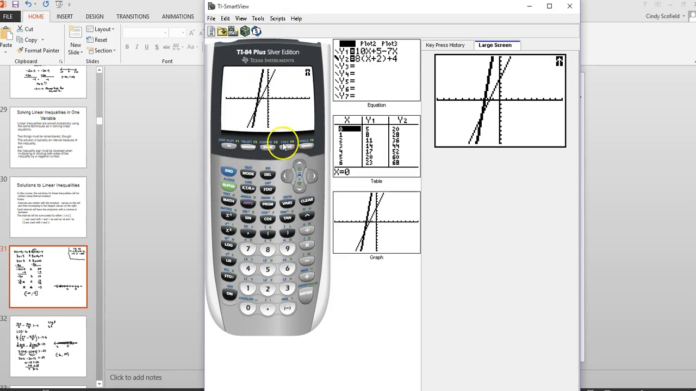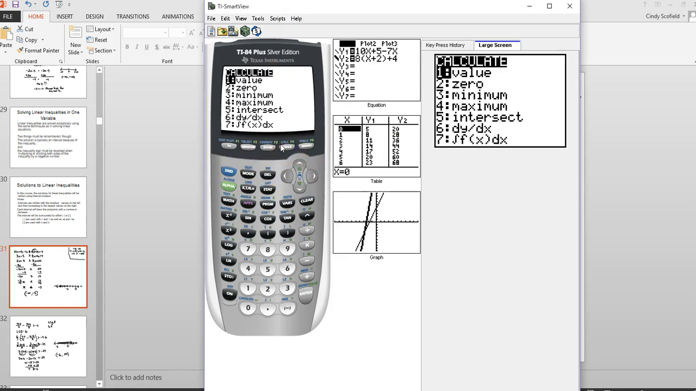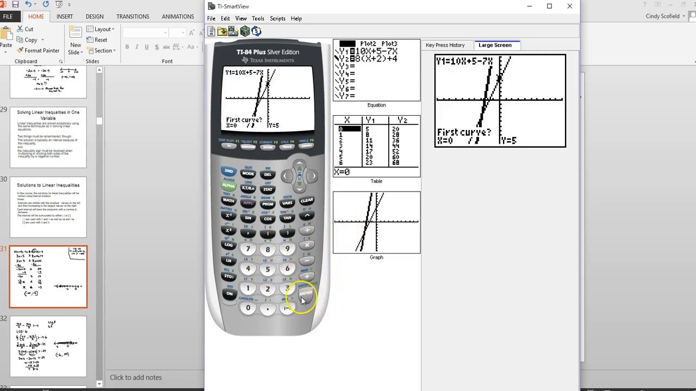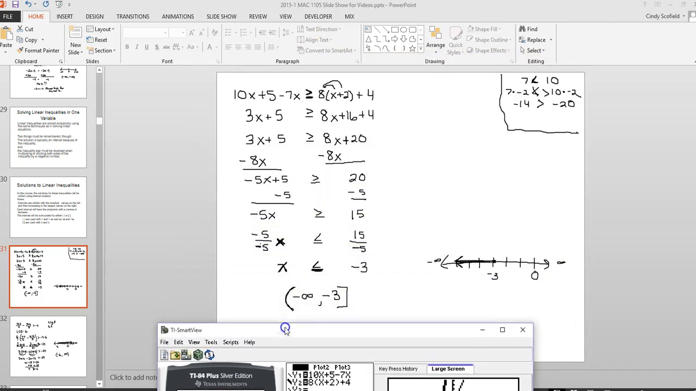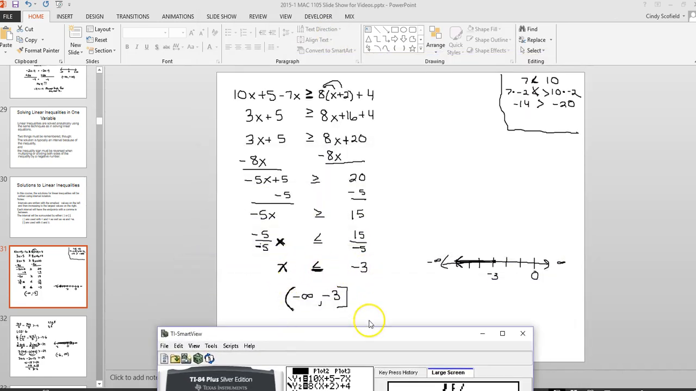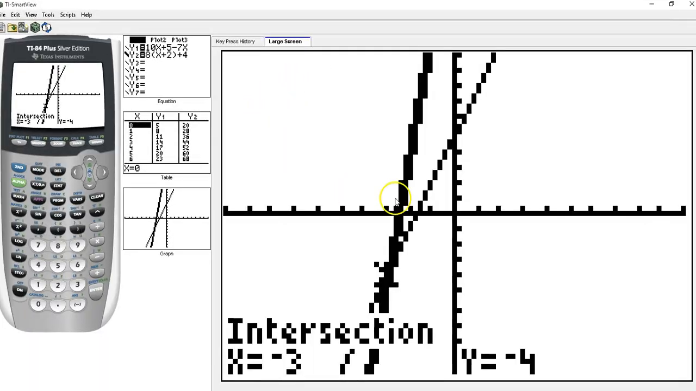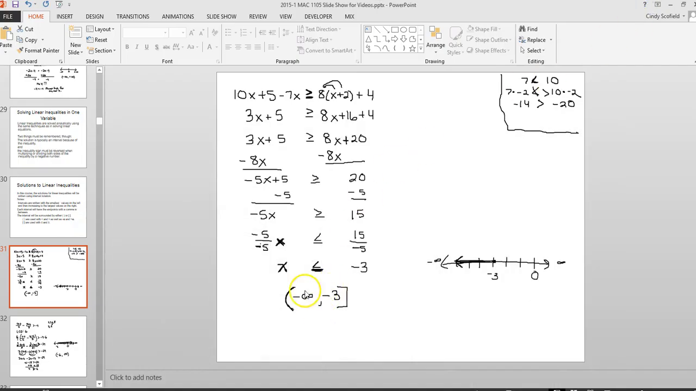I can do second trace to the calc menu and compute the intersection using number 5. Cursor's right here on this line, just hit enter. Cursor should have jumped to the other line, so hit enter. Enter to guess the intersection. X equals -3. Surprise, surprise. You know, right here we had x is less than or equal to -3. -3 is the place where it's equal. That's the point of the intersection. One of the things we want to do, though, is figure out where x is less than or equal to -3.